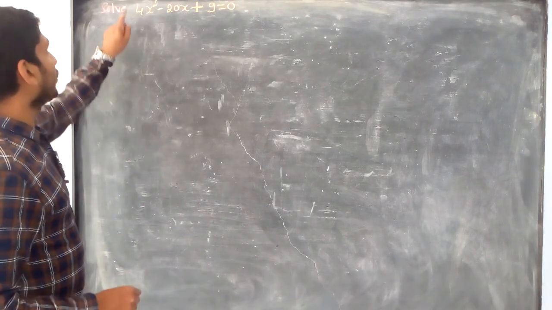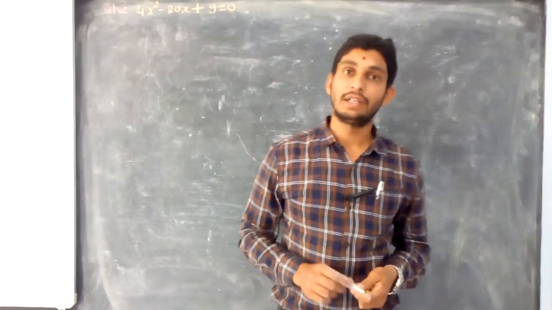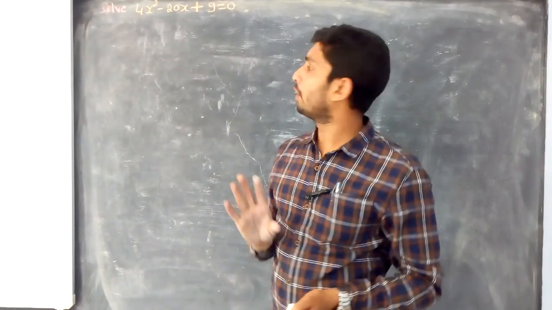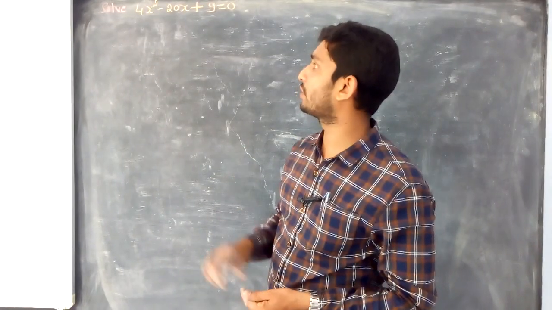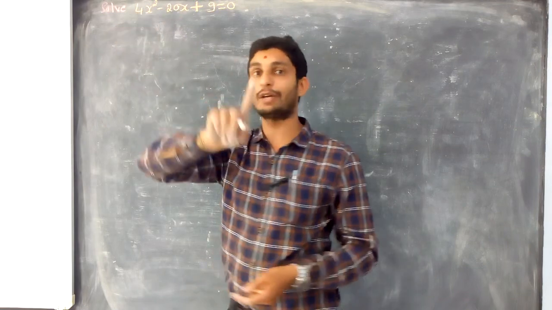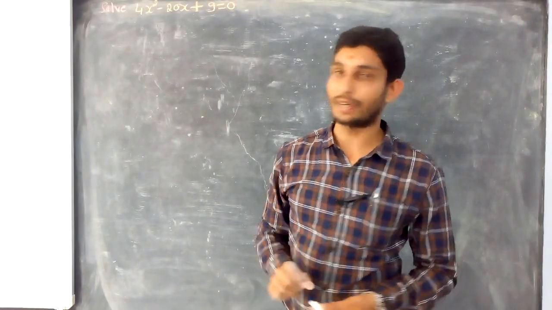Okay, dear students, next question is like this. Solve 4x square minus 20x plus 9 equals 0 by completing square method. You can observe here, it is in standard form, no problem, we can apply the completing square method. One more thing, the coefficient of x square is 4, it is a perfect square, so we can use the completing square method.